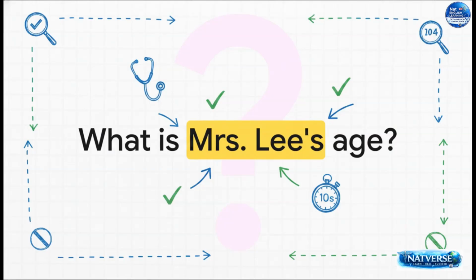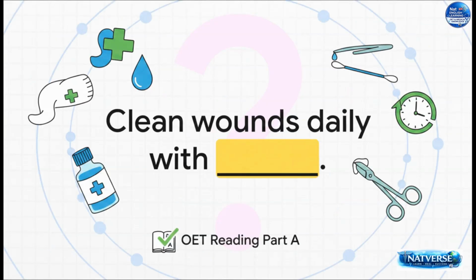Here is your second short answer question. Mrs. Lee's age. Pause the explainer and take 10 seconds to scan for that exact patient detail. Think back, remember which text handles specific patient cases. And finally, a precision sentence completion question. Clean wounds daily with blank. Pause the explainer one last time, give yourself 10 seconds, and find the exact text words to fill that gap perfectly.